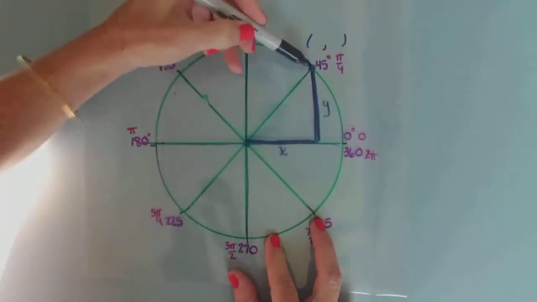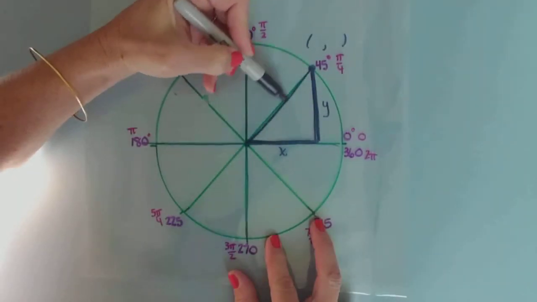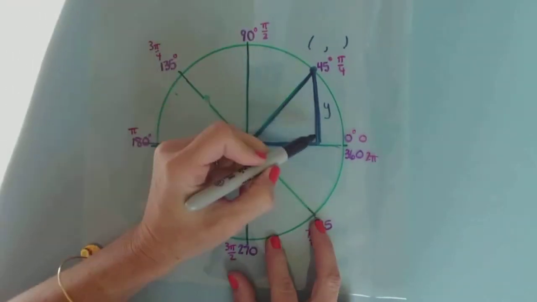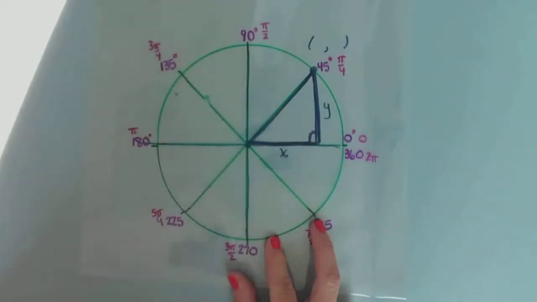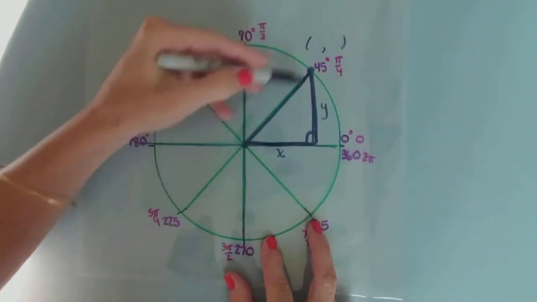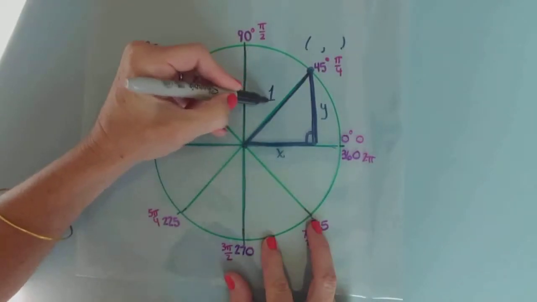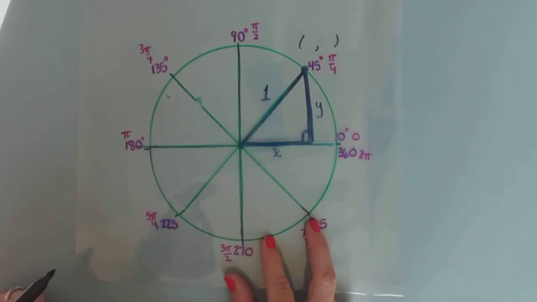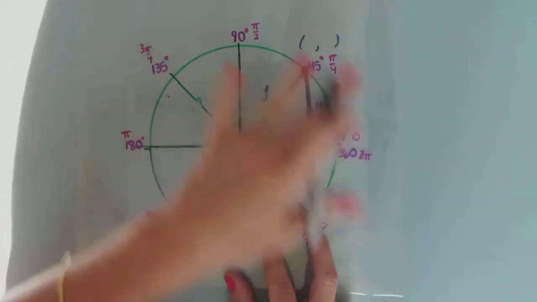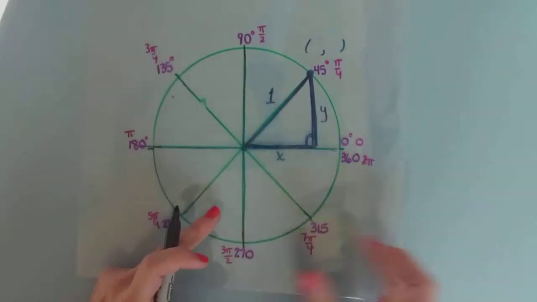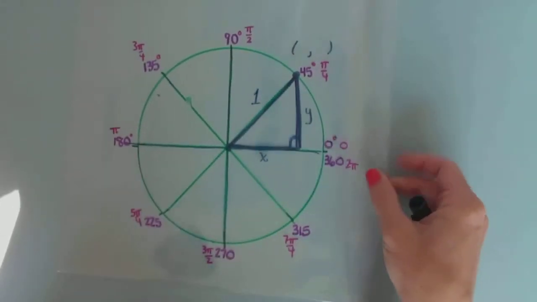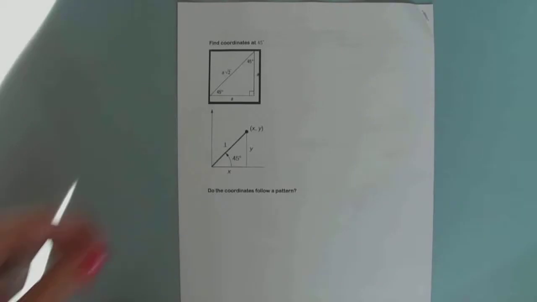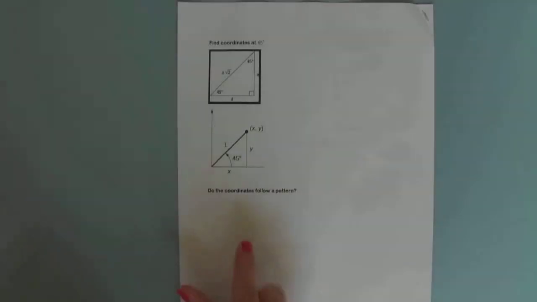Okay, so we know a couple things about this right triangle we've created. We know that we do have a right triangle. We know that the hypotenuse of this right triangle is 1. And that's because we know we're working on the unit circle, and by definition, the unit circle has a radius of 1. Okay, so that's what we know at this point. Now I'm going to reach back into your memory and mine, and we're going to talk about some special right triangle rules.